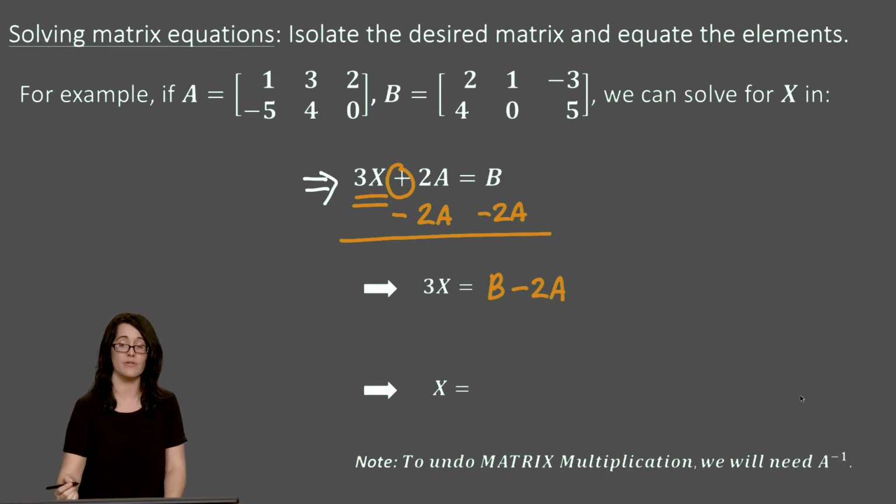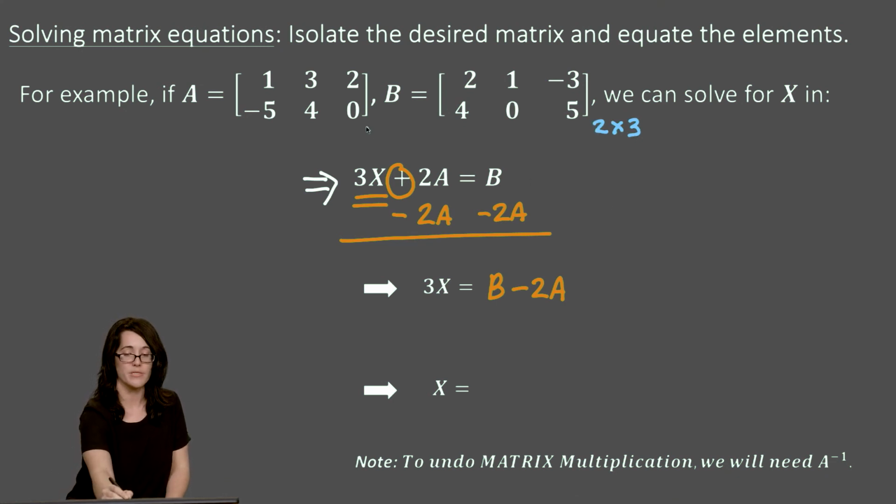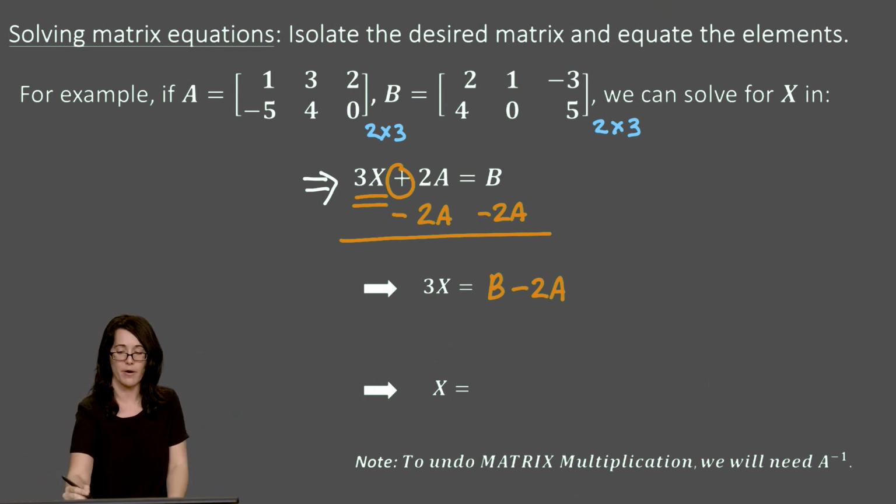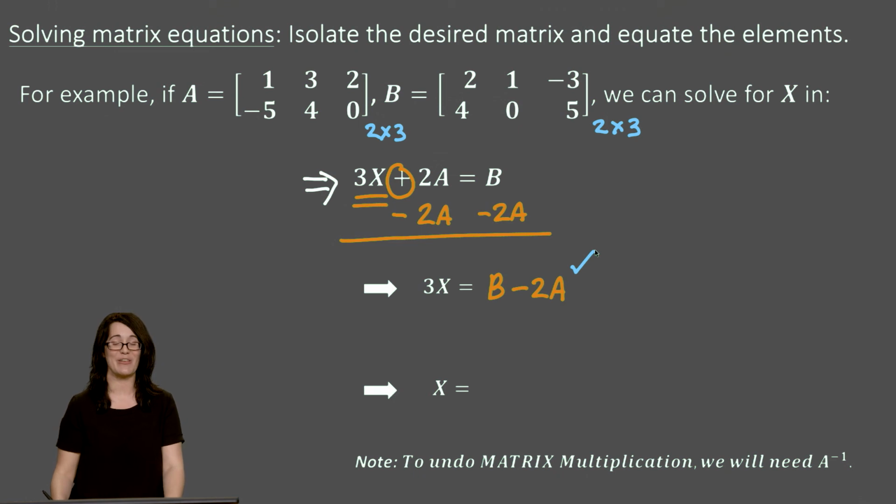Matrix B was given to us as a matrix with 2 rows and 3 columns. So that's a 2 by 3 matrix. So was matrix A. So it turns out that I am able to subtract matrix B with twice matrix A because they're the same dimensions, same rows, same columns. So this part is feasible, so we can continue.